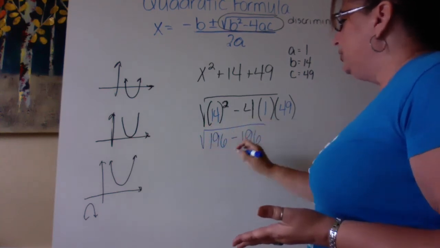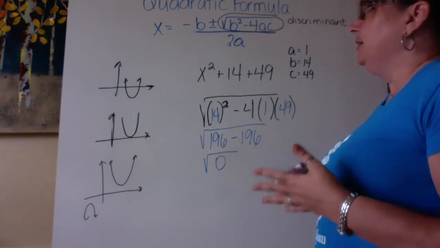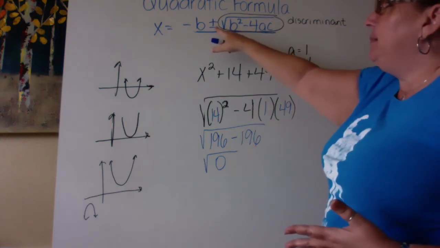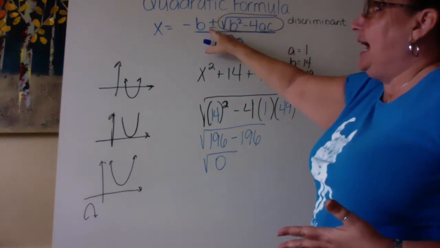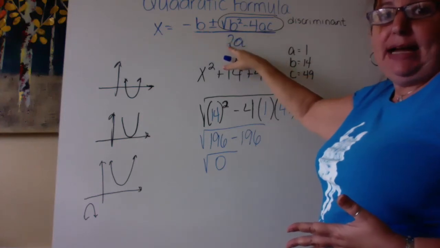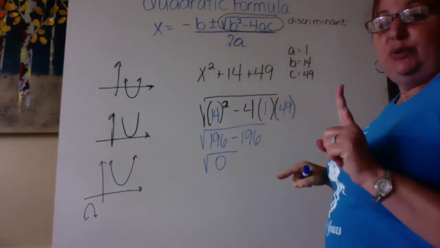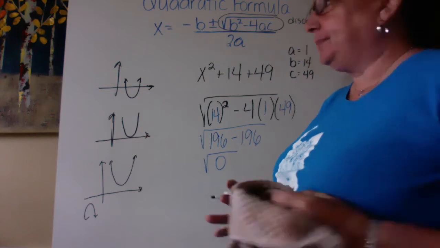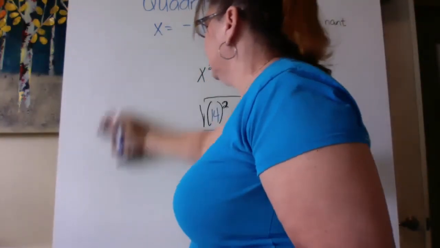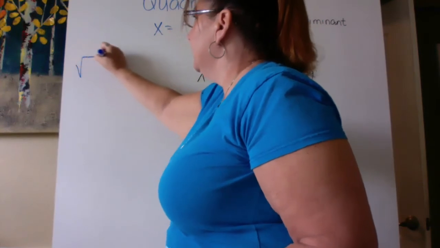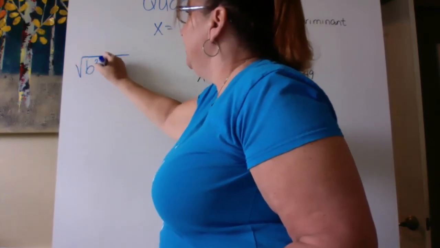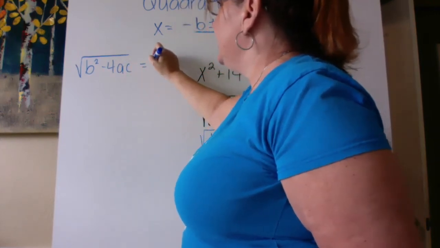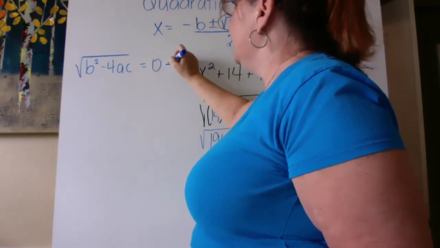If I take the square root of this, I'm taking the square root of 0. And this is why this is important. If I don't have anything here, then back up here, I won't have anything to add to the negative b over 2a. That means I only have one solution. If the discriminant, b squared minus 4ac, is equal to 0, then you have one solution.